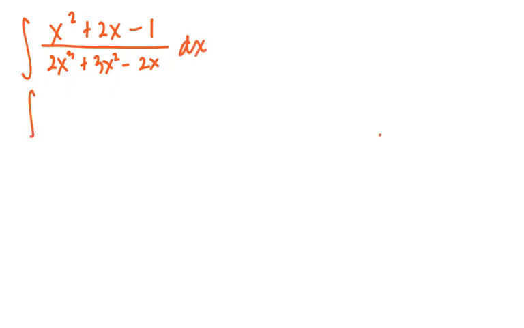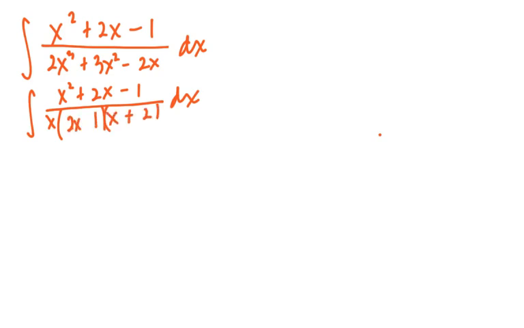So let's go ahead and factor the denominator. The numerator stays x squared plus 2x minus 1 dx. We're going to factor an x out. So we have 2x and x, 2 and 1, positive 4, so plus 2 minus 1. So now we get to do partial fractions. X squared plus 2x minus 1 over this denominator.